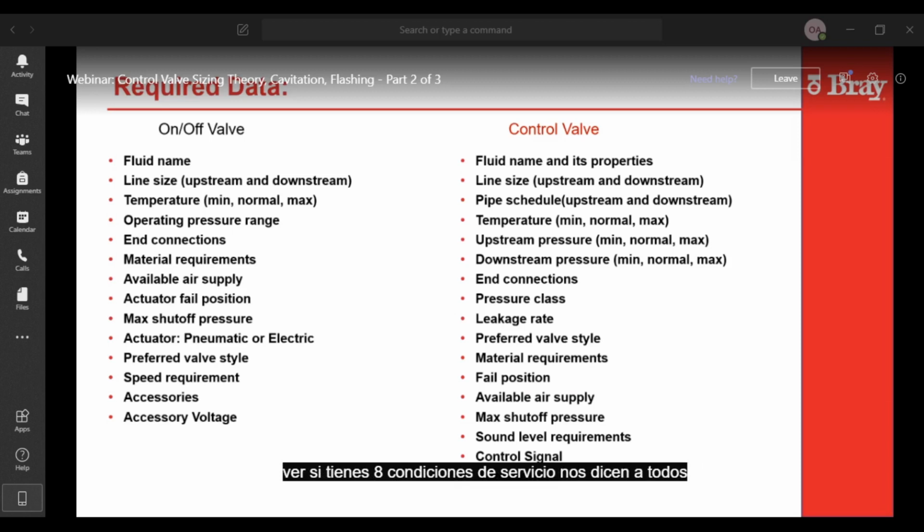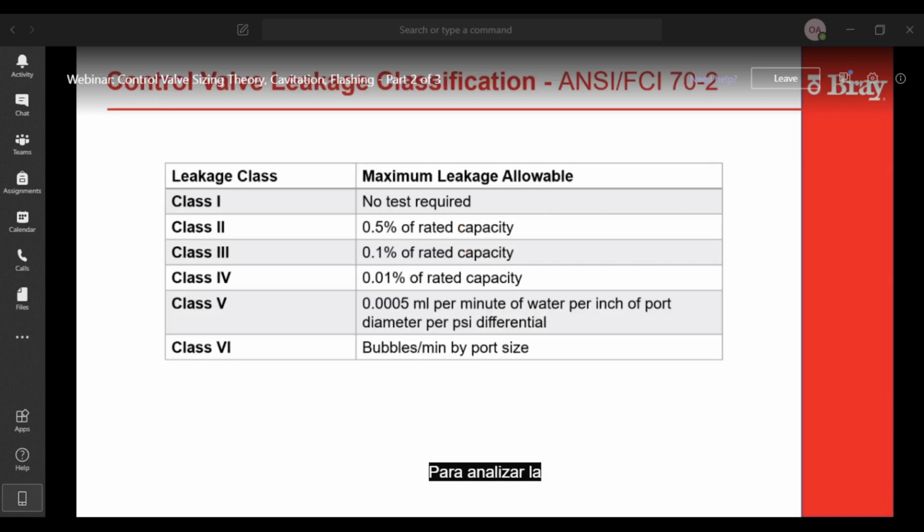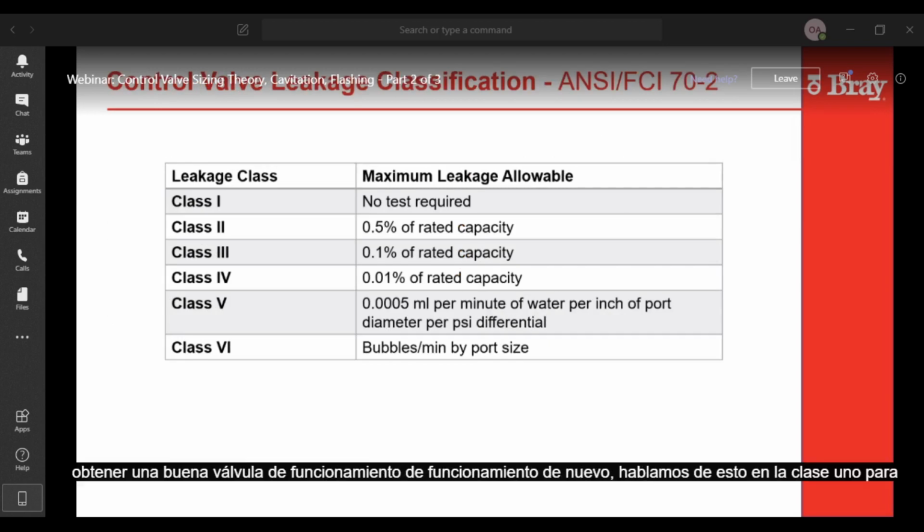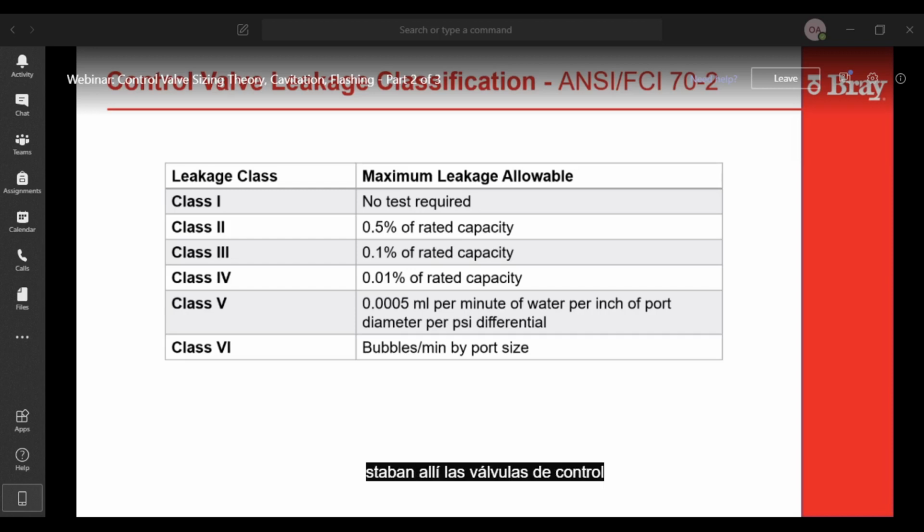The more information that you have to analyze the right valve, the more you're going to get a good operating, functioning valve. Again, we talked about this in class 1 for those that weren't there. Control valves follow an ISA ANSI FCI 70-2 leakage rate certification. So these are the maximum allowable leakage at the factory in the manufacturer's test stand when they do the leak test.